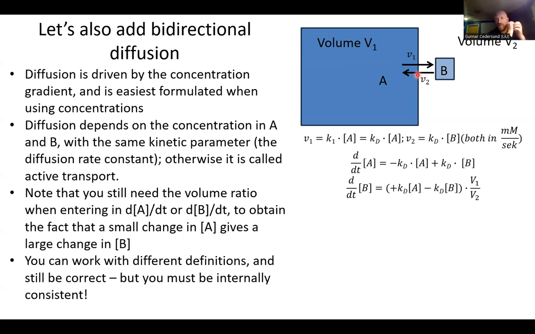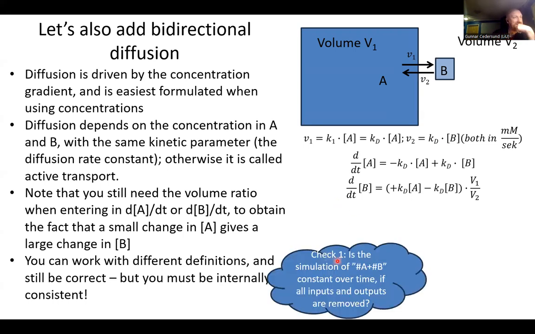It's very easy. And in fact, this is a re-upload because I made two mistakes when I recorded this video the first time. And one of the things I could have caught if I had done exactly this thing here, which is to do a check: is the simulation of the amount of A plus the amount of B constant over time if you remove all other reactions apart from the transport reaction? Here we only have the transport reaction, so we don't need to remove anything, but we need to check that the amount of A plus the amount of B is constant over time. Because if it's not, we did something wrong. And this is what I did. It's very, very easy to do things wrong here, so you need to really double check these types of things.